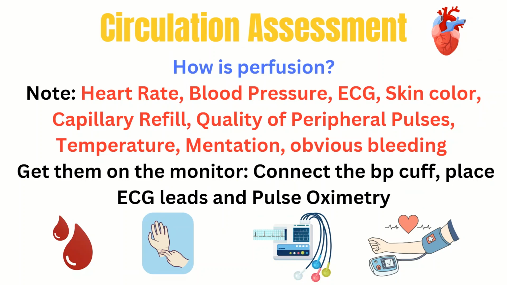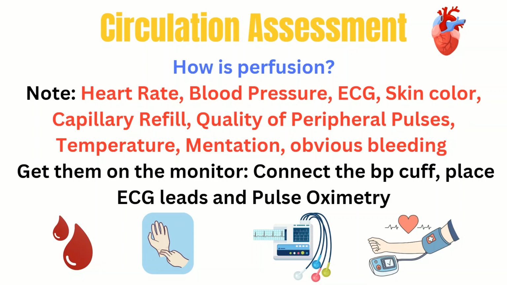With circulation, we need to ask if the patient has good perfusion, and we assess this by looking at the patient's skin color, capillary refill, quality of their pulses, blood pressure, heart rate, ECG rhythm, signs of bleeding, and even mentation. For example, if the patient is awake and alert and speaking in complete sentences, we can assume they are getting adequate perfusion to their brain. On the other hand, if your patient's blood pressure is low, the heart rate is high, cap refill is delayed, and the pulses are weak, the patient may be in shock and in need of immediate interventions.